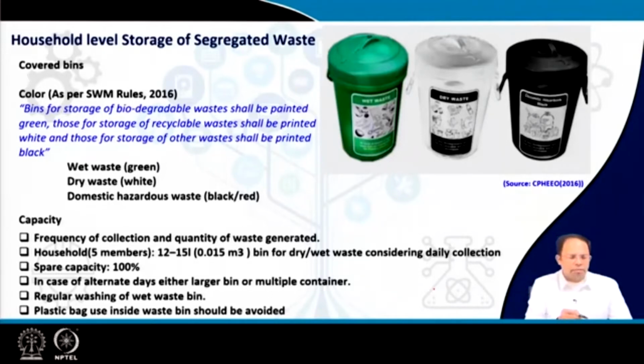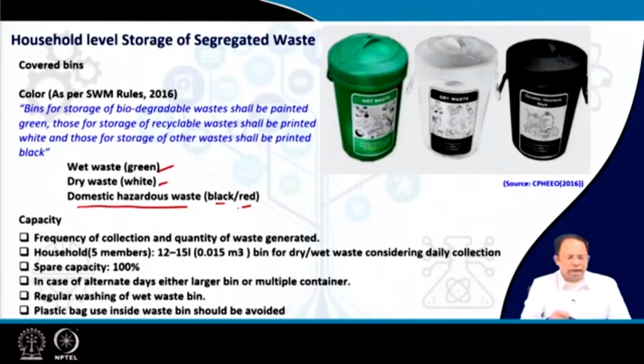In most urban local bodies, wet waste is stored in green containers, dry waste is stored in white containers, and domestic hazardous waste is sometimes stored in black containers or red containers, because the rule doesn't specify domestic hazardous waste specifically. That's why some urban bodies adopt the red color container.